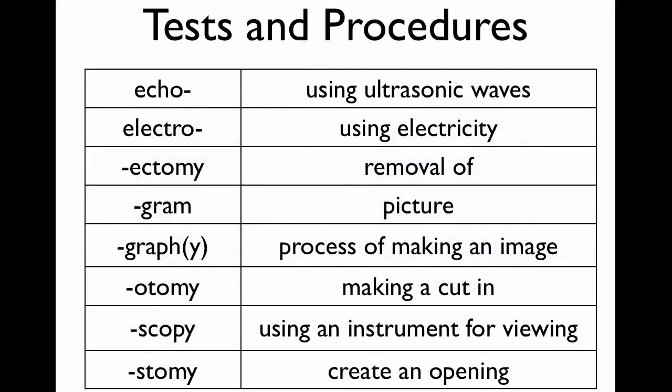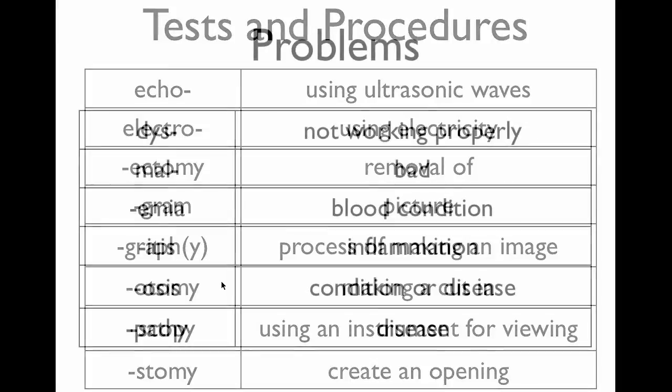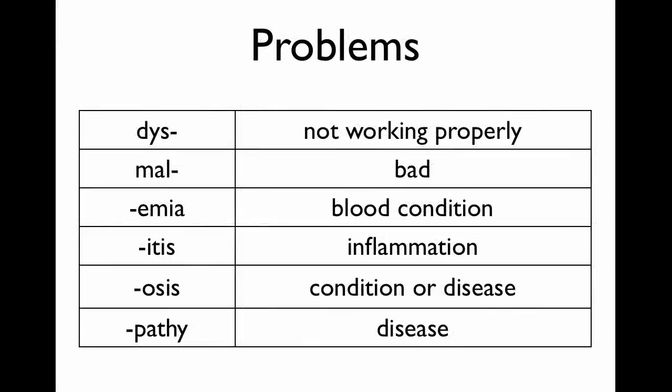Test and procedures, these get used a lot, and it's really helpful to know these because you'll see them over and over again. Echo, as in echocardiogram, using ultrasonic waves. Electro, I'm sure you know. Ectomy is the removal. A gram is a picture. You can talk about a graph, the process of making an image. Making a cut, using an instrument for viewing or creating an opening. These are very common.